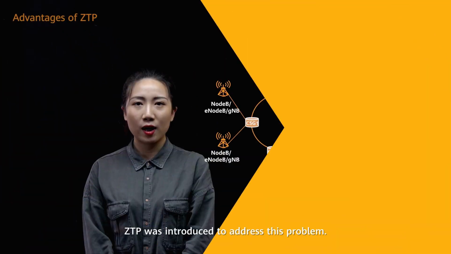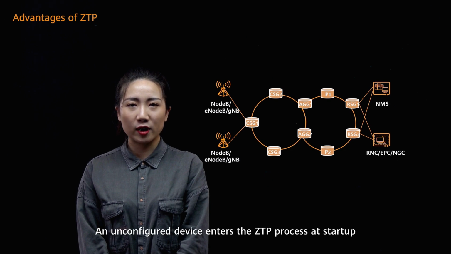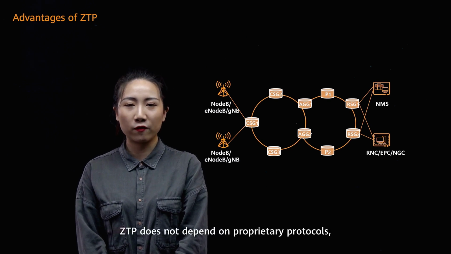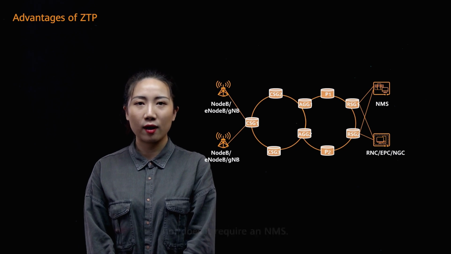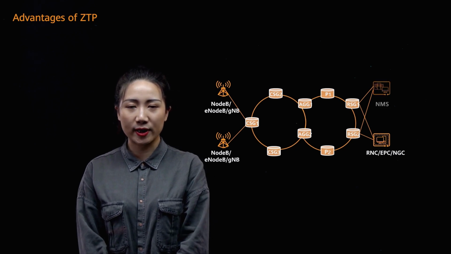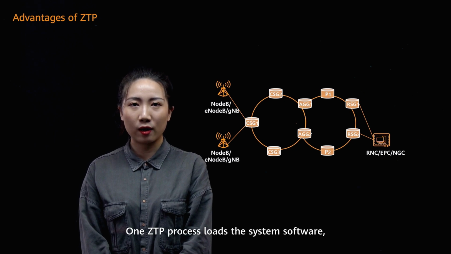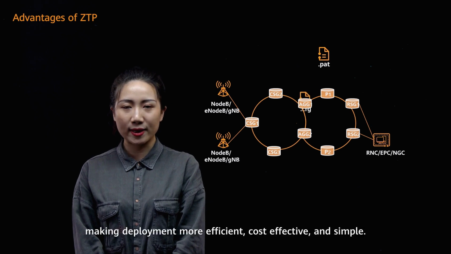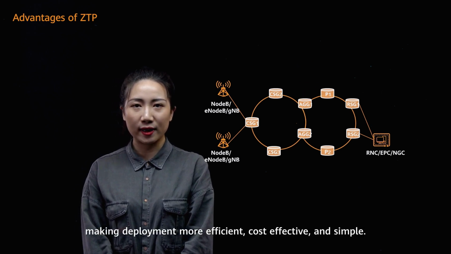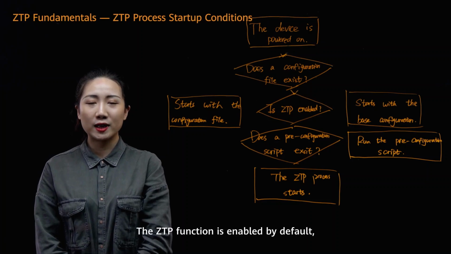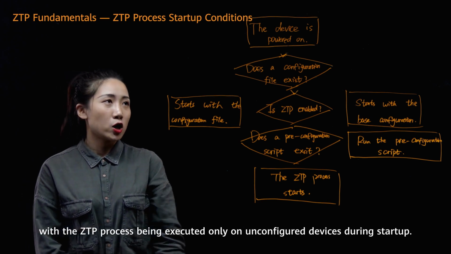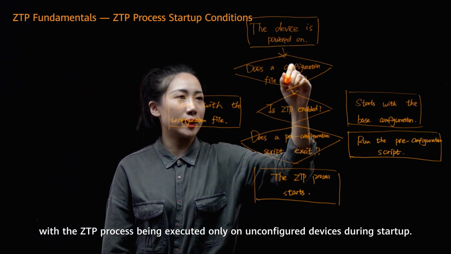ZTP was introduced to address this problem. An unconfigured device enters the ZTP process at startup and uses DHCP to complete automatic deployment. ZTP does not depend on proprietary protocols, nor does it require an NMS. One ZTP process loads the system software, configuration file, and patch file at the same time, making deployment more efficient, cost-effective, and simple. The ZTP function is enabled by default, with the ZTP process being executed only on unconfigured devices during startup.